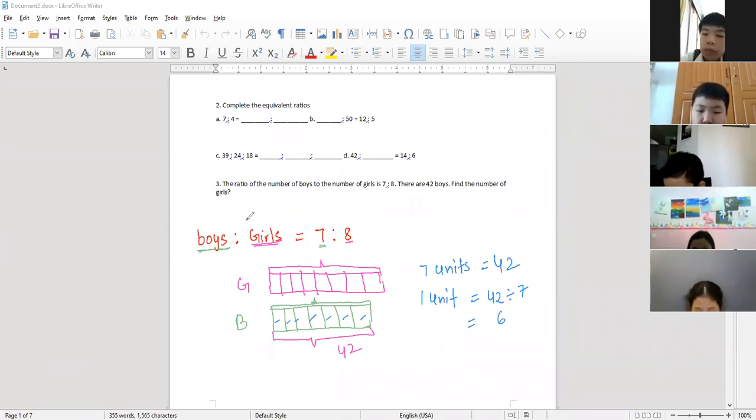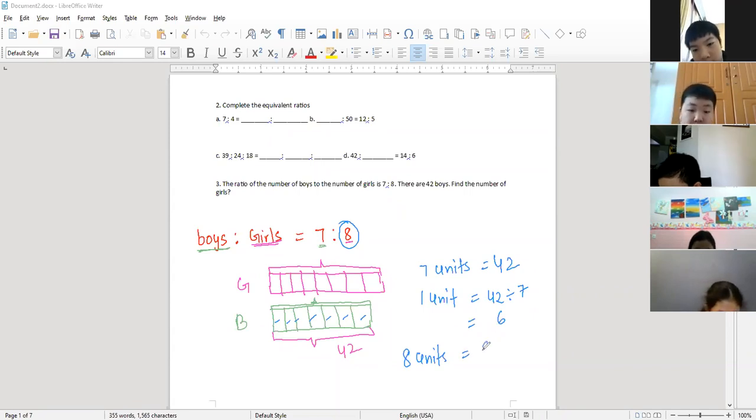Now you have to find the number of girls. How many girls are here? How many units are girls? Girls are 8 units. So if 1 unit equal to 6, so 8 units equal to how much? 6 times 8 is equal to? 48.